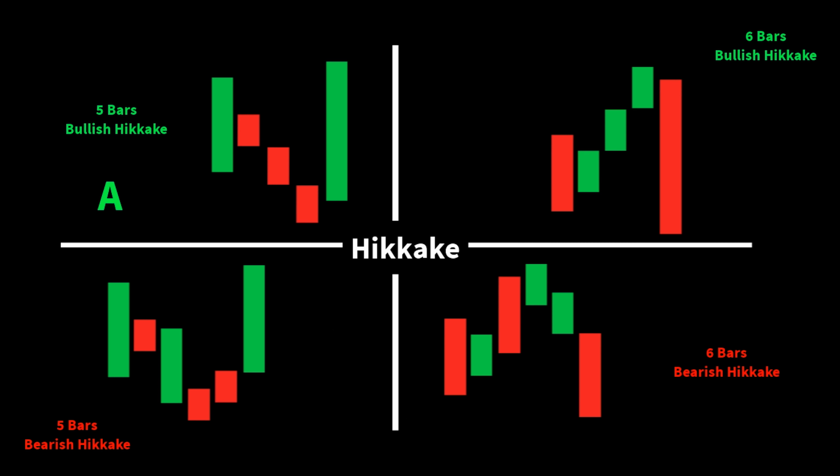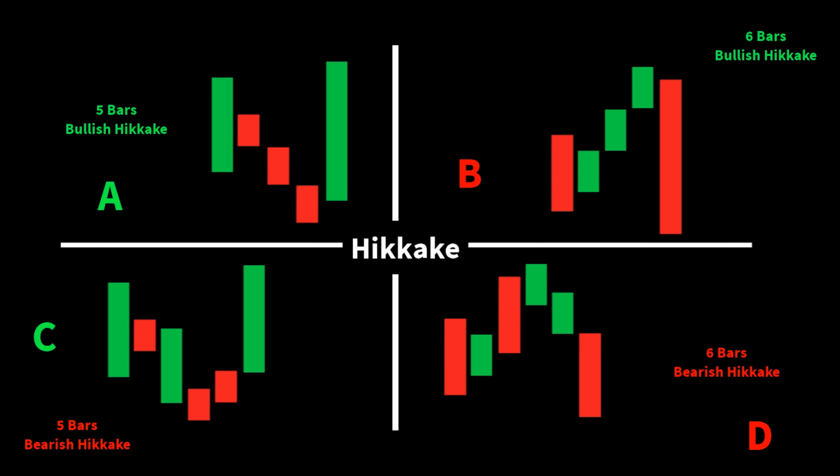Pattern A on the left-hand side is the 5 candlesticks bullish Hikaki pattern. Pattern B on the left-hand side is the 6 candlesticks bullish Hikaki pattern. Pattern C on the right-hand side is the 5 candlesticks bearish Hikaki pattern. Pattern D on the left-hand side is the 6 candlesticks bearish Hikaki pattern. Now you can see this formation is a complex pattern.